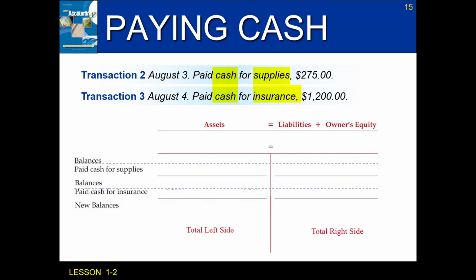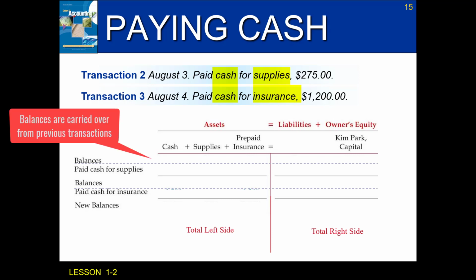So I already knew that cash was an asset, so I'll put it there. Supplies and prepaid insurance are also both assets, so they'll go on the asset side. And then I want to keep my Kim Park capital that I had used in the previous transaction because I might use it again. So I've got all my account titles listed, and the next thing I would do is carry over my balances.